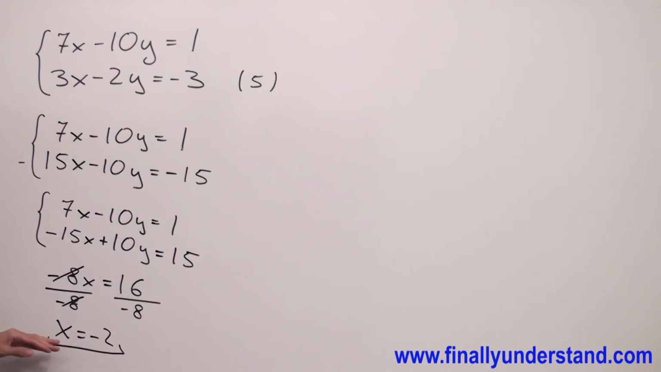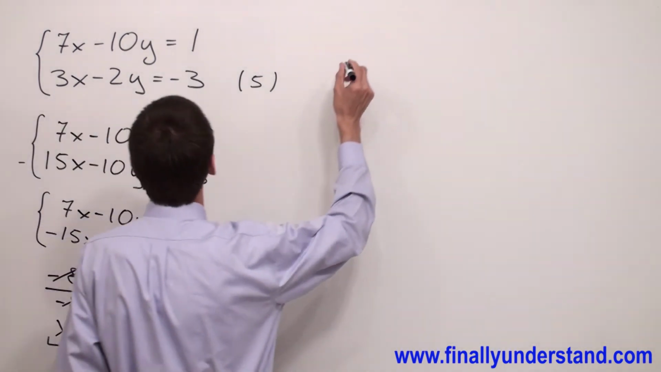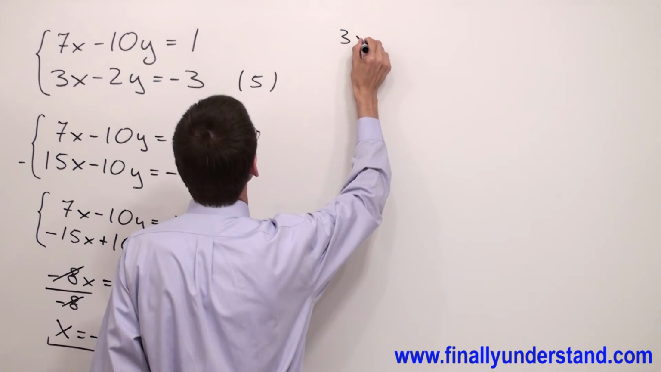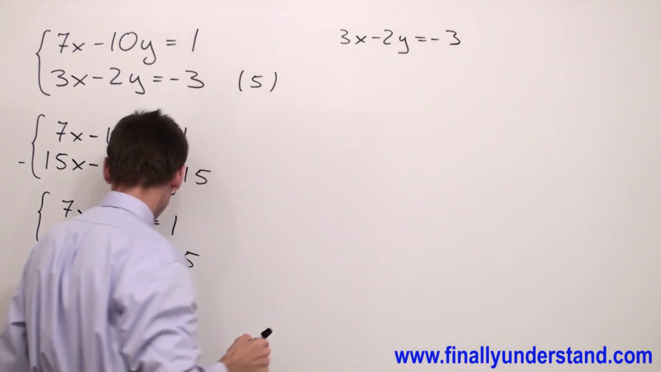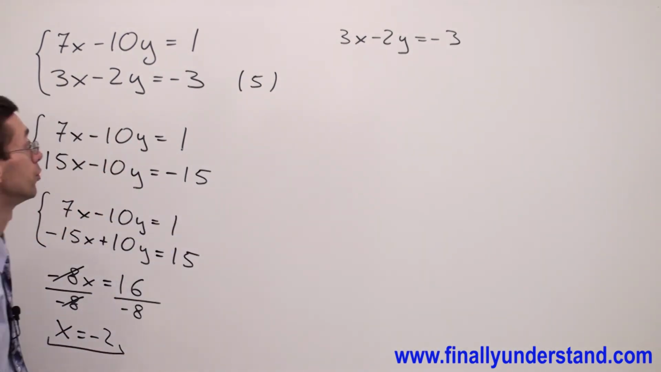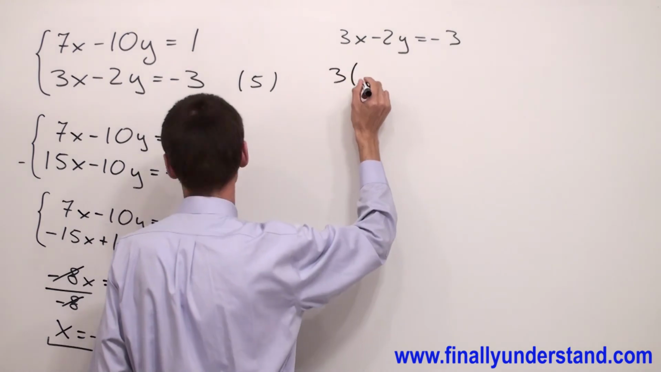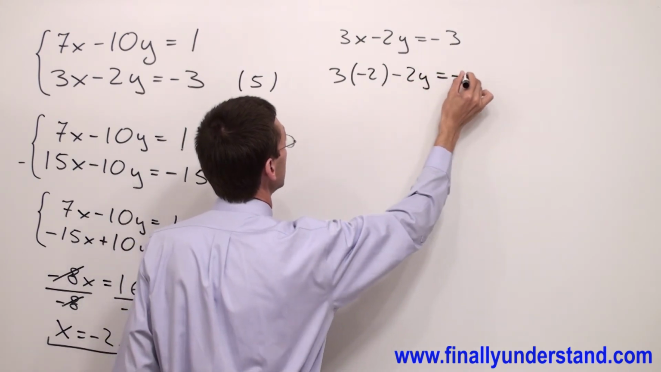In order to find the y coordinate, I'm supposed to choose one of the original equations and solve that equation for y. Which equation am I supposed to use? Always use the one with the lowest values of coefficients. So I'm going to use the second one. I have 3x minus 2y is equal negative 3. We found the value of x. So x in this equation I'm going to replace by negative 2. So I have 3 times negative 2 minus 2y is equal negative 3.